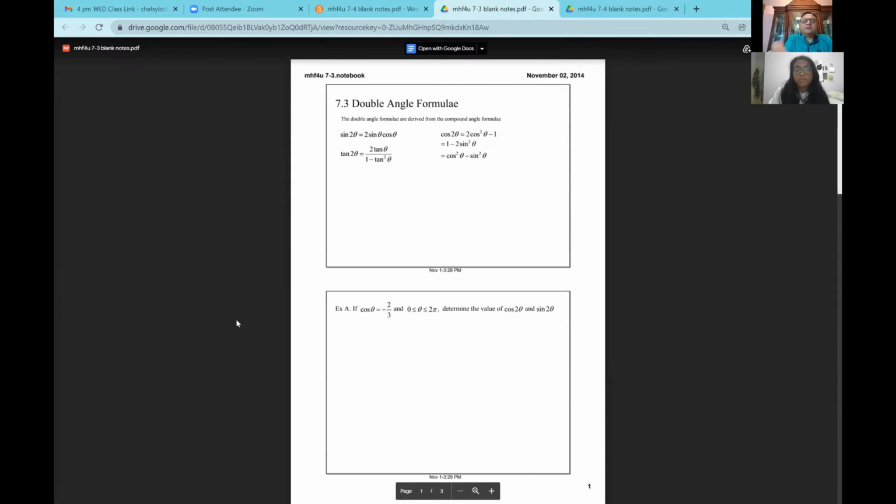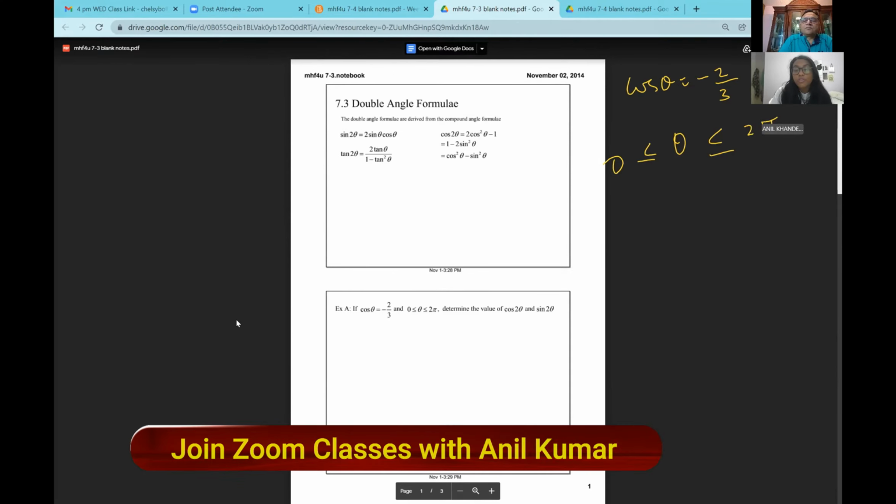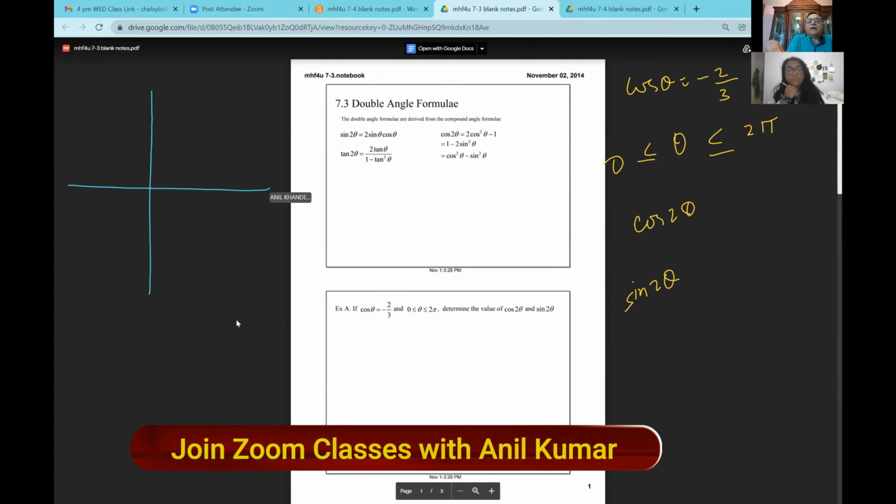Can you please read this? Example A: if cos theta equals -2/3 and theta is greater than or equal to 0 and less than or equal to 2 pi, determine the value of cos 2 theta and sine 2 theta. Perfect. So you are given that cos theta is -2/3. So look at the coordinate plane and you remember the cos rule, right?